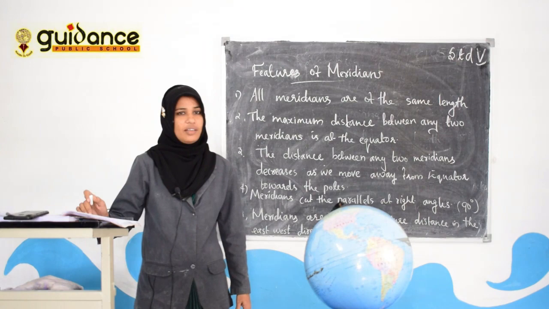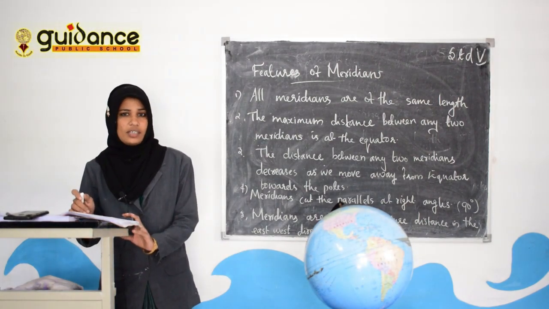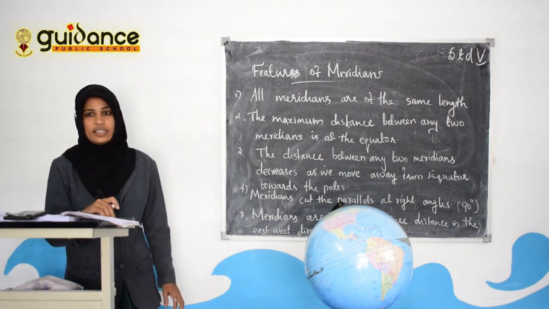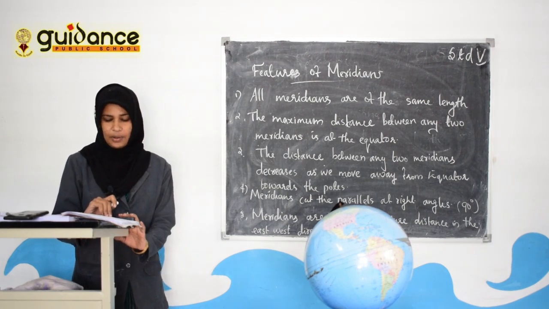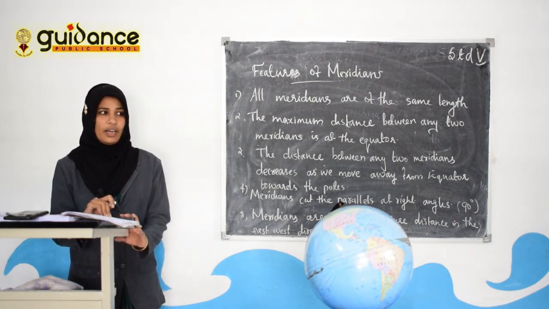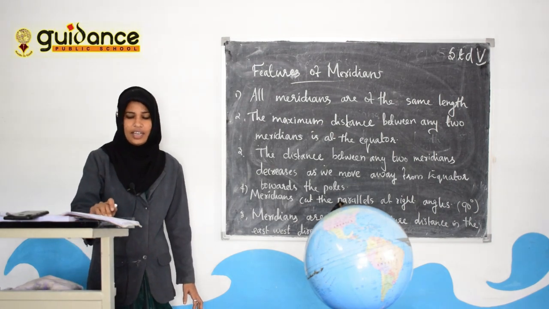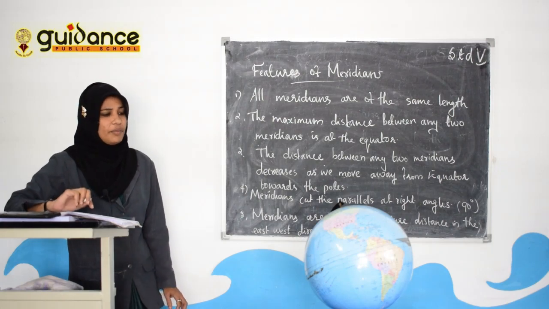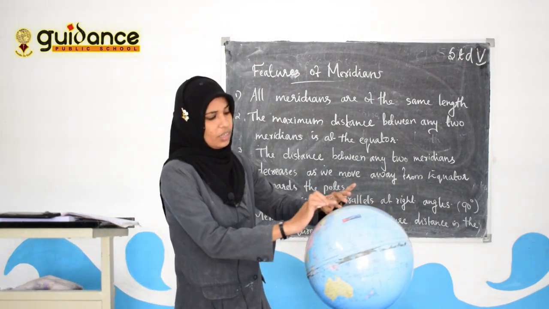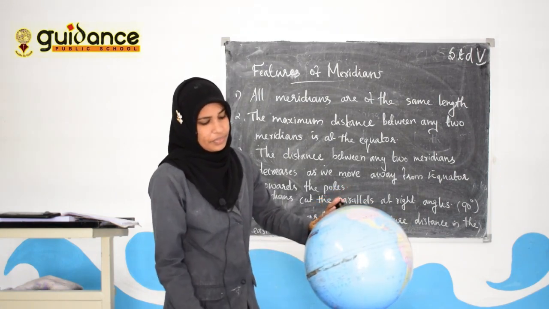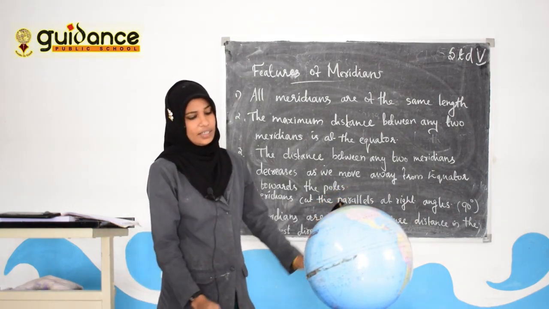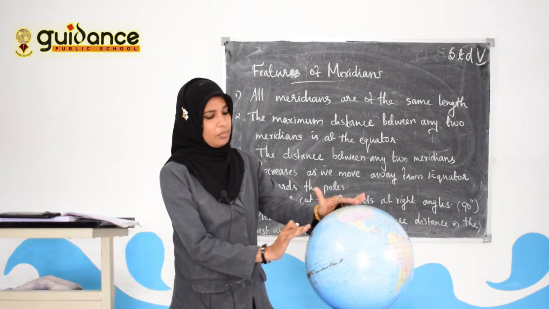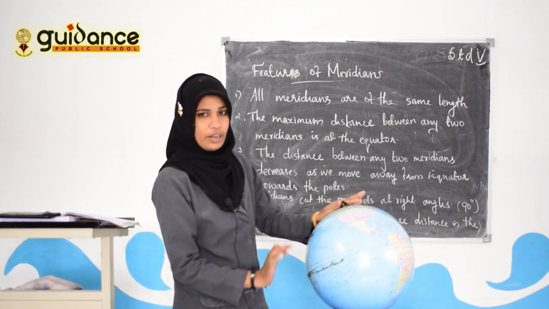Similarly, we need a starting point to number the meridians. So in 1884, it was decided to fix Greenwich, a place near London, as the starting point of numbering the meridians. The meridian that passes through Greenwich was marked 0 degrees and named the prime meridian. We already studied that the equator divides the earth into two equal parts. Similarly, the prime meridian divides the earth into two equal halves.